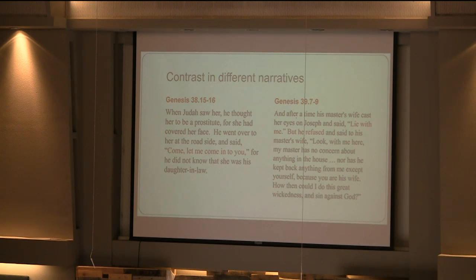So here we have two adjacent episodes. In the first episode, Judah approaches Tamar thinking she is a prostitute and directly asks for sexual favors from her. In the second episode, Potiphar's wife directly approaches Joseph and asks him for sexual favors, which he refuses. Now, there's a stark contrast here, is there not? And that stark contrast can perhaps best be underlined by asking this question. If Potiphar's wife had approached Judah, what would Judah have responded? Probably not as Joseph did.